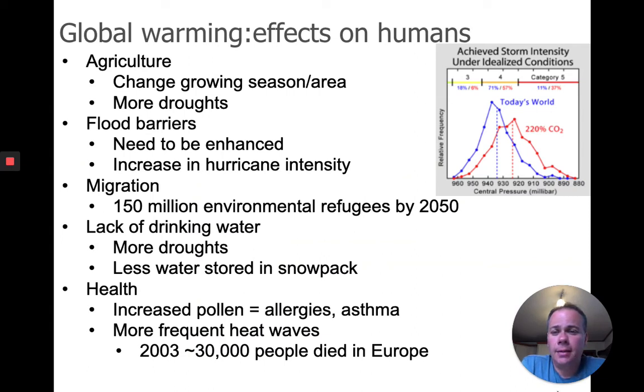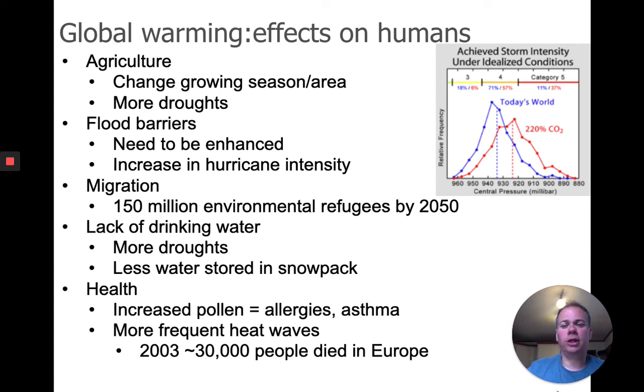Migration. As people's areas where they live become uninhabitable due to climate change, whether it's because of flooding or because it's just too hot or lack of food and water, then those people need to move to other areas. They become what we call climate refugees. They have to find an area that's hospitable to their living, and that leads to stress on societies. Okay? There's thought to be 150 million environmental refugees by the year 2050.